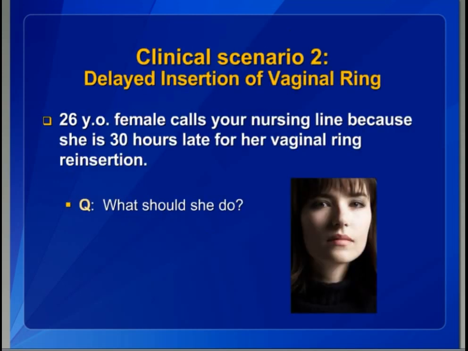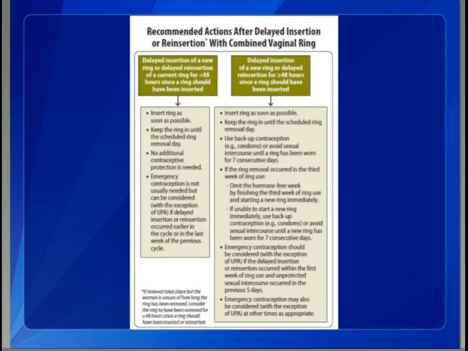In a second scenario here, we have a 26-year-old woman calling the nursing line because she's 30 hours late for reinserting her vaginal ring, and she's wondering what she should do. The SPR includes evidence-based algorithms like this one for later missed pills, delayed application or detachment of the patch, and delayed insertion or reinsertion with combined vaginal rings that providers can use to guide patients based on their individual circumstances. These also come in laminated charts that can be hung in clinics.